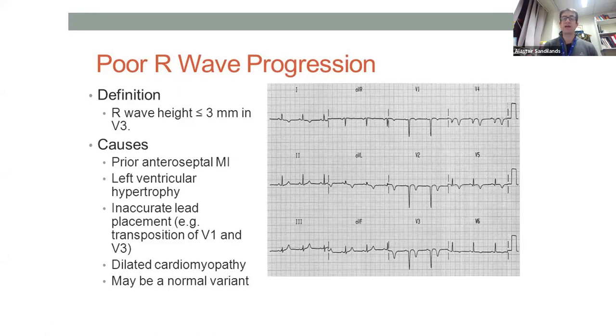What are the other causes? You might find it in left ventricular hypertrophy. It may be because the leads have been put on incorrectly. Also in a dilated cardiomyopathy, you might see it, but it can be a normal variance. You can see poor R wave progression, but it doesn't mean anything. There is no issue with the left ventricle.